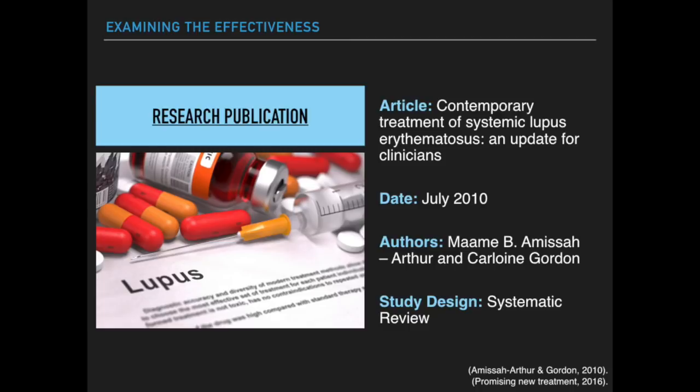This publication is a systematic review which uses the accumulation of existing studies. To be included in a systematic review, these studies must have a high level of validity. This study shows high levels of evidence on the effectiveness of the healthcare interventions related to SLE.